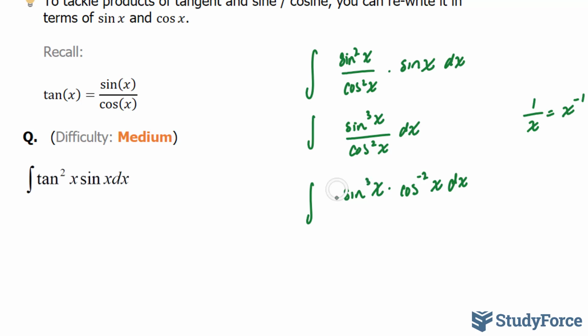Now we have a trigonometric function that's odd and one that is even. So what I'll do is break this odd powered trigonometric function into two trigonometric functions that look like this. Sine x times sine squared x times cosine to the power of negative 2x dx.